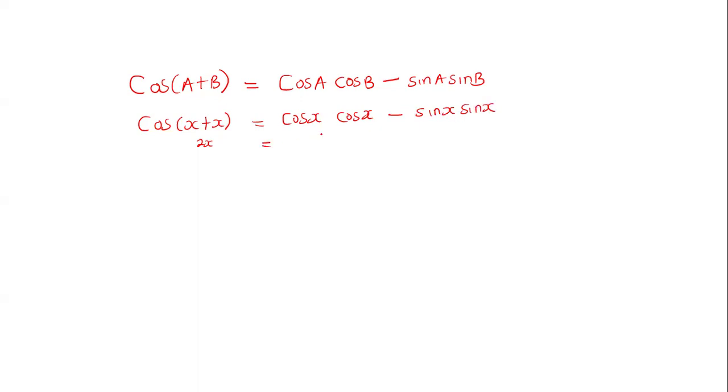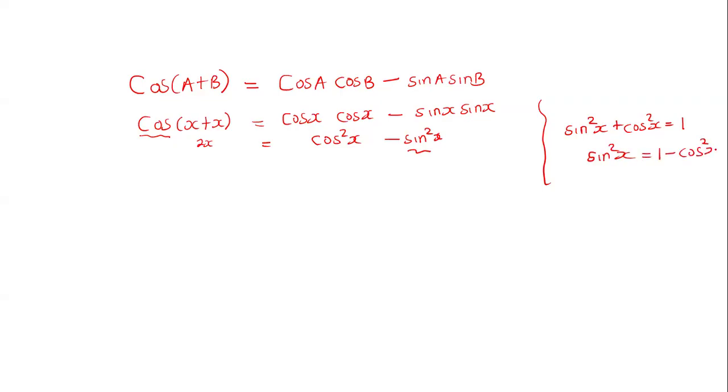So cos x times cos x will give us cos squared x minus sine squared x. But you know very well that sine squared x plus cos squared x always gives me 1. Since here I'm in terms of cos, allow me to remove the sine and write it in terms of cos. So sine squared x is the same as 1 minus cos squared x. Where there is sine squared x, I'm going to replace it with 1 minus cos squared x.